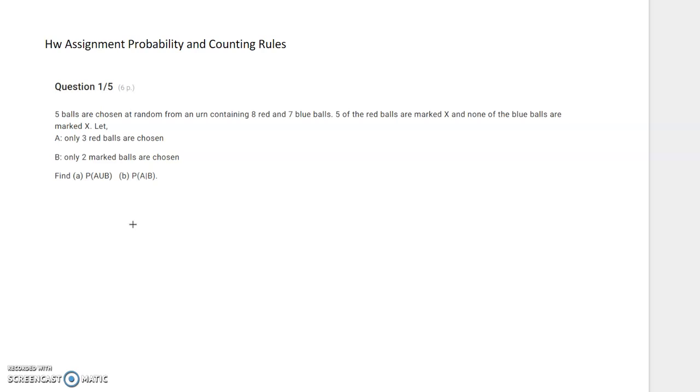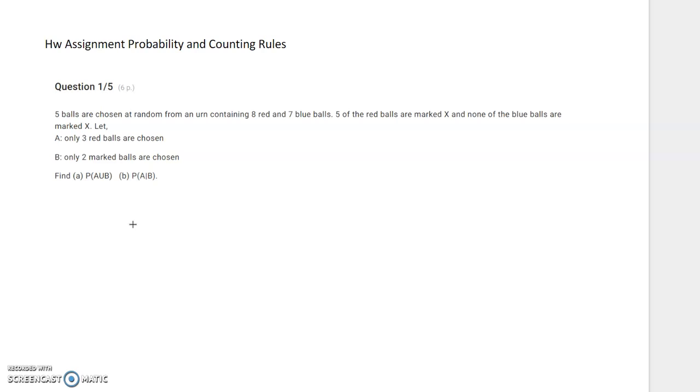Okay. For the homework assignment, probability and counting rules. Alright, so let's begin. Question number 1. It says here, we have to choose 5 balls from an urn containing 8 red and 7 blue balls. 5 of the red balls are marked X and none of the blue balls are marked X. Find the probability for A union B and A given B.